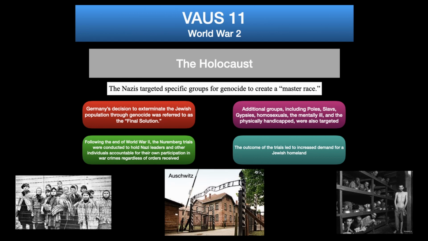So after the war is over, they have the Nuremberg trials. And the big thing here is many of the German soldiers and other Nazis basically said, hey, we were just following orders, but it didn't matter. They were convicted based on their participation. So this is a really serious thing. Many of the Nazis were hung.